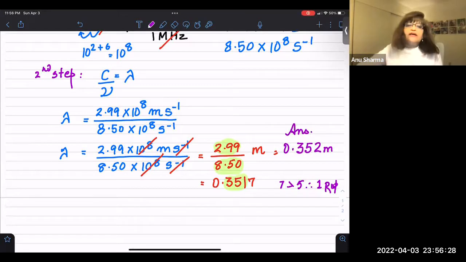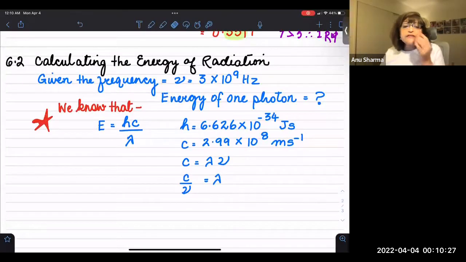Okay, now let's look at the next problem. The next question is calculating the energy of radiation. Here we are given the frequency, which is 3 into 10 to the power 9 hertz, and we are being asked to find the energy of 1 photon. So we know certain things.